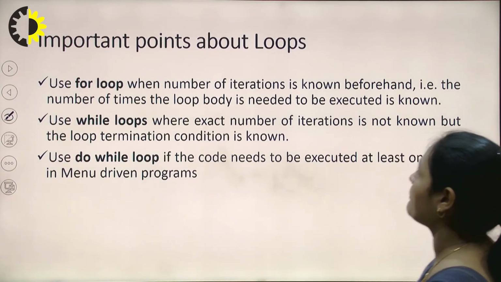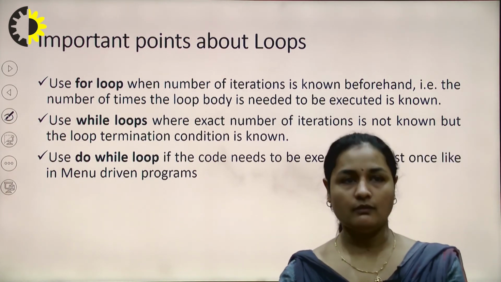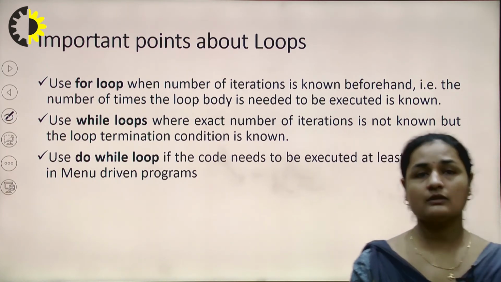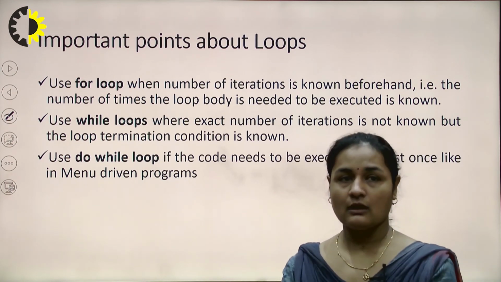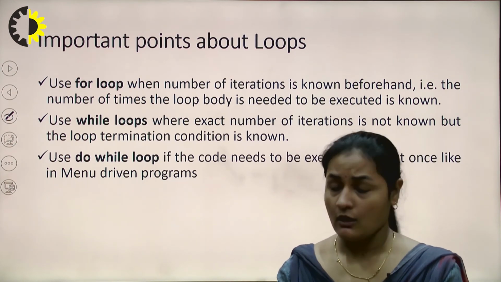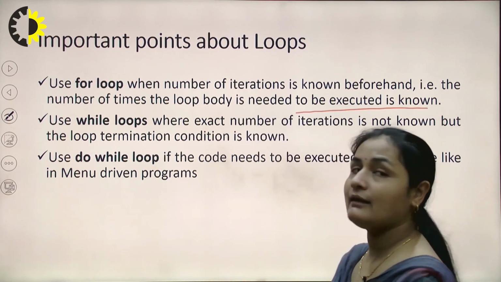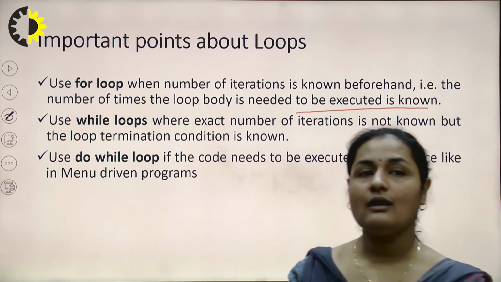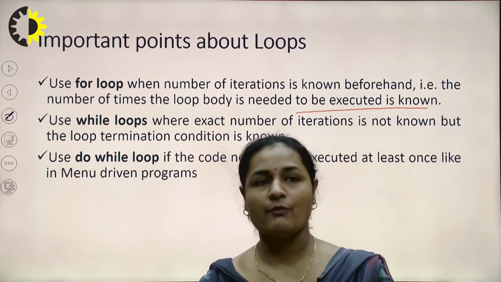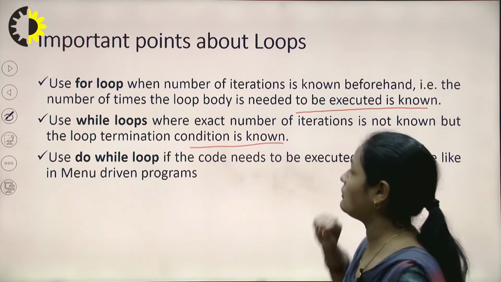So there are some important points about loops. First one is the use of for loop. When the number of iterations is known beforehand, that is, we already know how many times the loop body will execute, then we prefer the for loop. And when we use while loop, then we don't know the number of iterations beforehand and the loop termination condition is known.